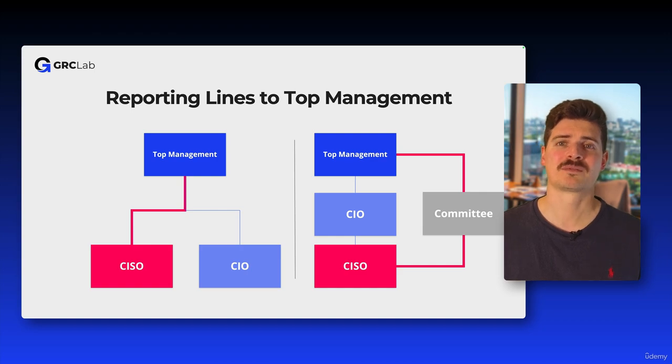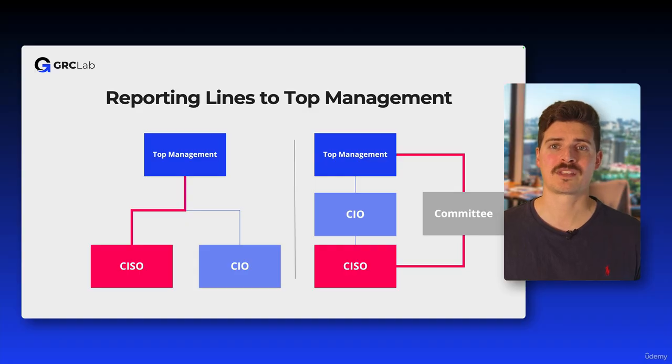In the example on the right, the CISO reports to the CIO, which could be a deviation from ISO 27001, but both the CISO and CIO are members of a committee that also includes a member of top management. This arrangement still provides the CISO with a direct line to top management through the committee and could therefore be compliant with ISO 27001. Now, as you can see, there are various ways to satisfy the requirements of ISO 27001. The standard itself is generic and leaves a lot of room for interpretation, so make sure to think twice.